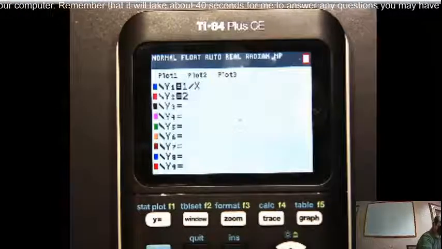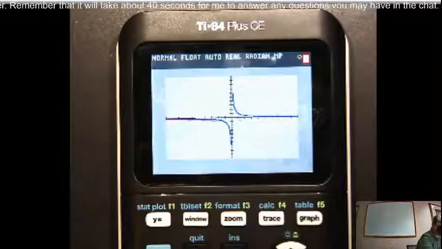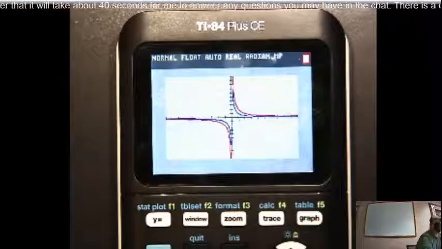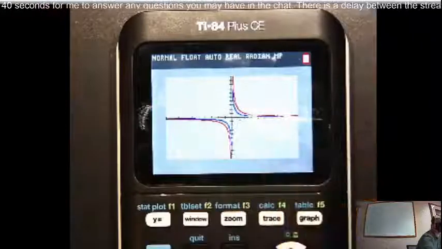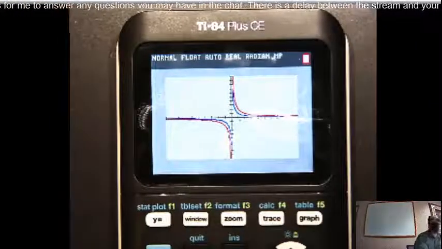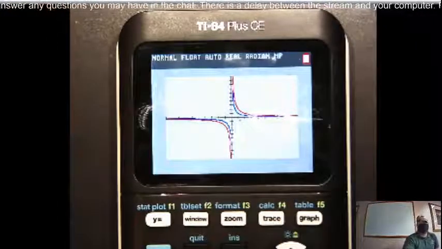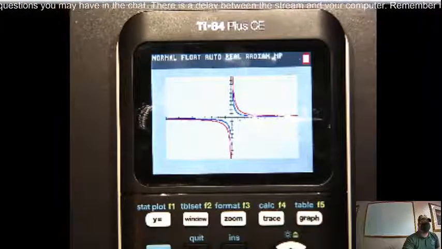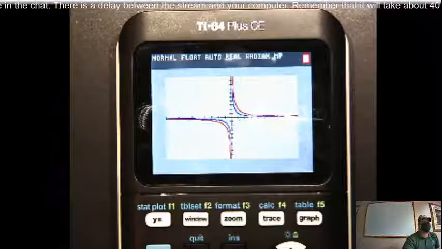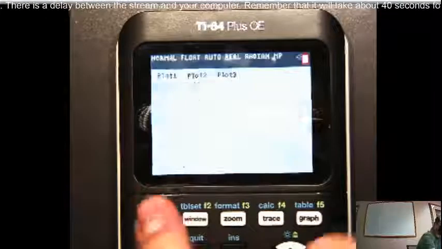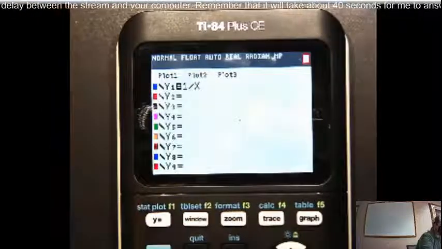Let's try 2 over x. Just changes the way that this increases and decreases. Any questions? Okay, and of course we can do all the other stuff to it too.